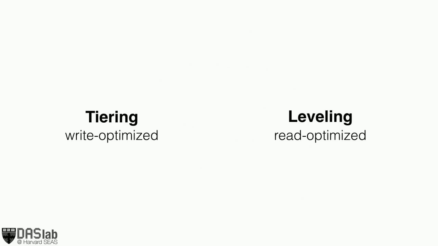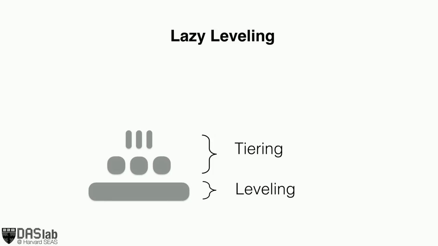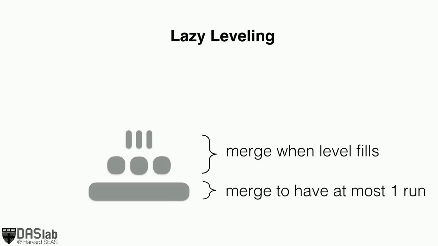With Dostoevsky, we essentially introduce a new merge policy to augment the tiered and leveled designs. This policy, called lazy leveling, is better for mixed workloads. Lazy leveling applies the tiered merge policy for all the smaller levels and the leveled greedy merge policy for the largest level. That implies that each one of the smaller levels is just going to gather runs until it reaches capacity. Only then are we going to do a merge operation. On the other hand, for the largest level, we do a merge operation as soon as a new run comes in, to make sure that we always have at most one run at the largest level. So most of our data is still sorted within one run at the largest level.